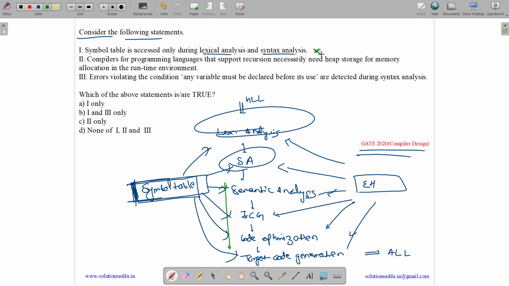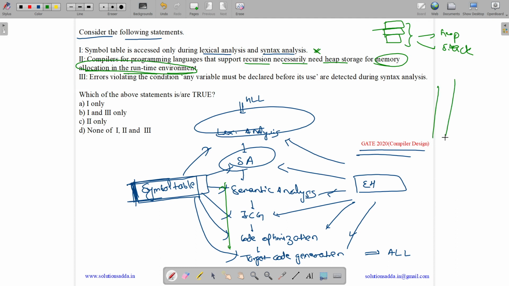So first is false. Then we have: a compiler for a programming language that supports recursion necessarily needs heap storage for memory allocation in the runtime environment. Yes, we need memory allocation in the runtime environment, which is dynamic memory allocation, because we will have activation records for functions which need to be created whenever there is a need in the runtime. But this can be achieved either through a heap or through a stack. As the stack can also grow dynamically, we can have the activation record in the stack. So dynamic memory allocation can be achieved using both heap or stack.